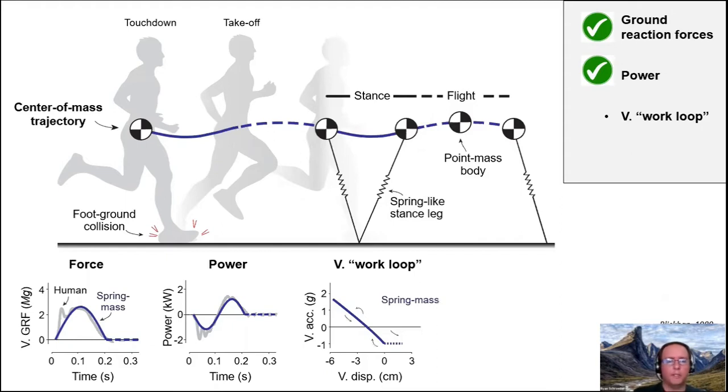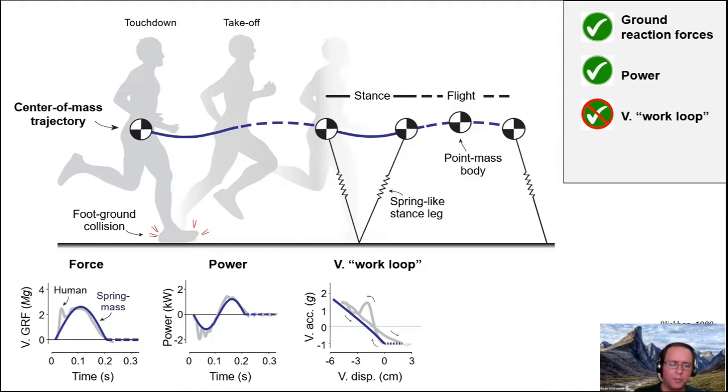Another metric people look at a lot is this thing. I'm just going to call it a vertical work loop in quotes, because it's not truly a work loop, but it's the vertical acceleration of the body plotted against the vertical displacement of the body. And the idea is that in the spring mass model, you get this very linear looking curve, of which the slope represents the stiffness of the leg. And that kind of rings true with the human data, except that you also have these sort of nonlinear fluctuations about that average slope of the stiffness. So I give it half a check mark.